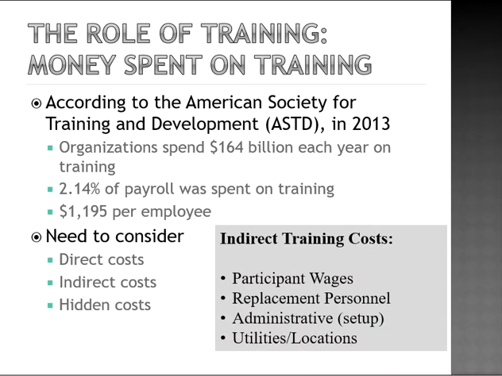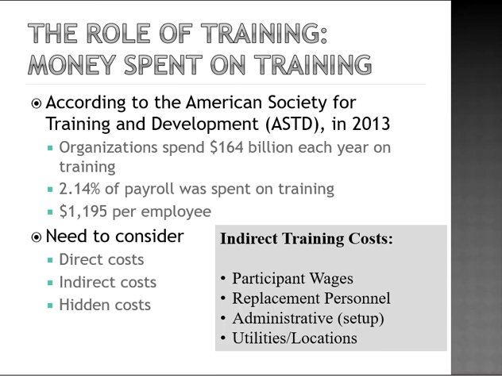There's also indirect training costs. Participant wages. Those participants who are in training class at the moment are not doing the work they were hired to do, but they still have to get paid. And the work that needs to be getting done, for example, if it's at a factory or something of that nature, we need to have replacement personnel filling in those empty slots.